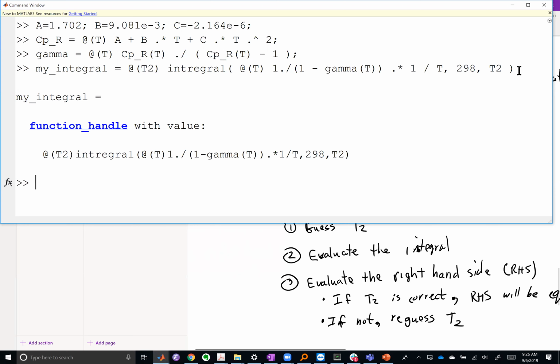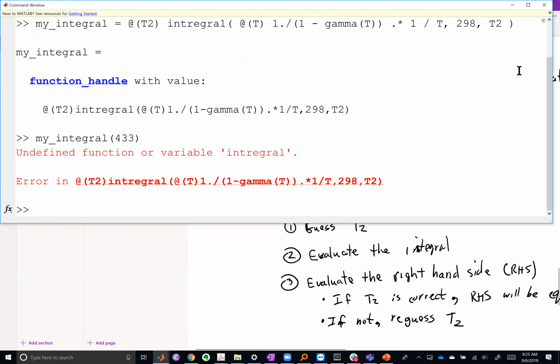So when I enter that in, my integral is now a function handle. So if I say my integral, and I want to see what it turns out to be at an upper limit of 433 Kelvin. I told you that was going to be pretty close to the right answer.